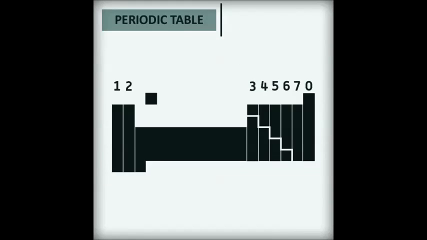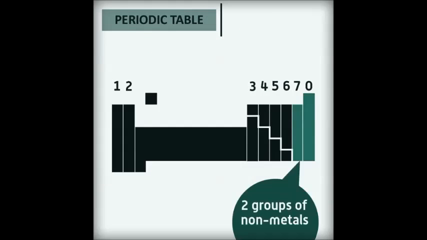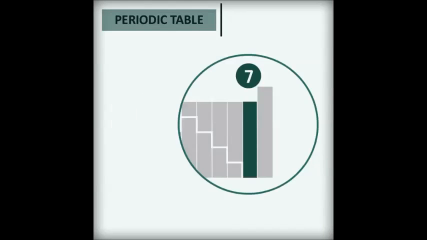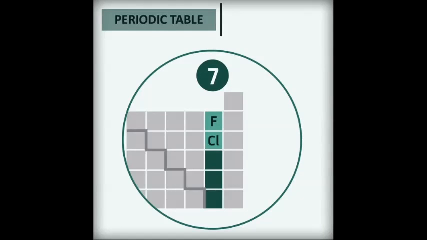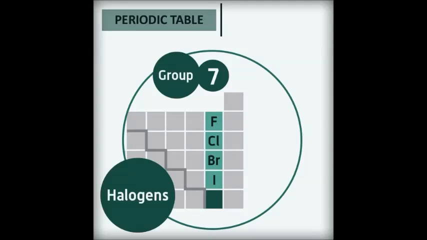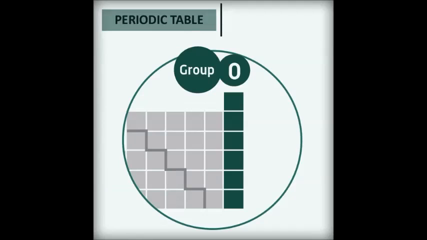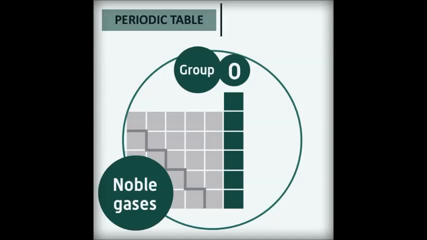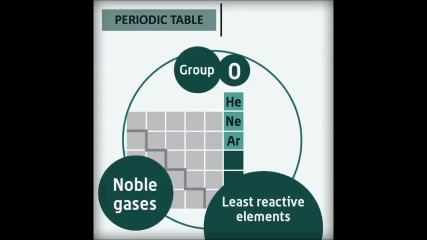You'll also need to know about two groups of non-metals, which are found in the last two columns of the periodic table. The last but one column contains the elements fluorine, chlorine, bromine and iodine. This is group 7, which is also known as the halogens. The final column of the periodic table is group 0, which is also known as the noble gases. The elements in group 0, such as neon, argon and helium, are the least reactive elements known. They hardly react with anything at all.